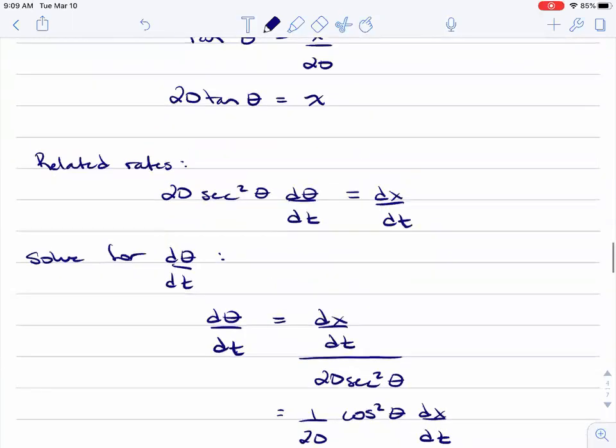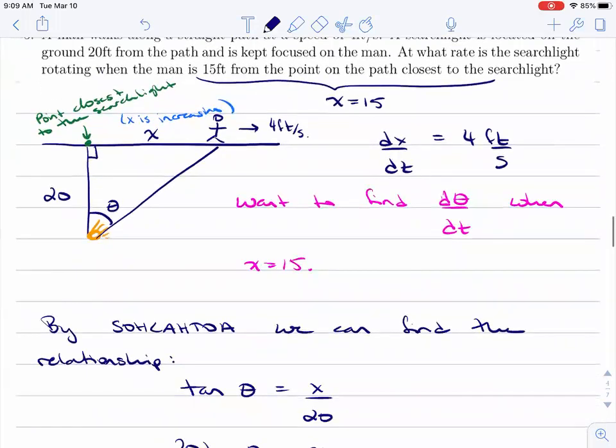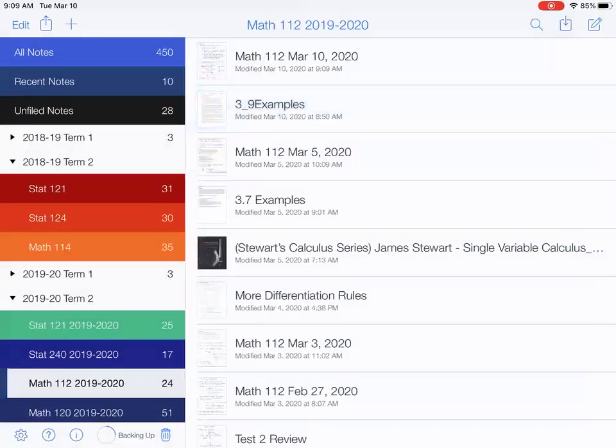Okay, so same procedure for all these, right? Even though they're kind of tricky to map out, usually once you've got them mapped out and figured out what you want, then it'll just kind of fall out. So let's see here, we did 5, 6, 7, let's do 8, and that'll be our last one.